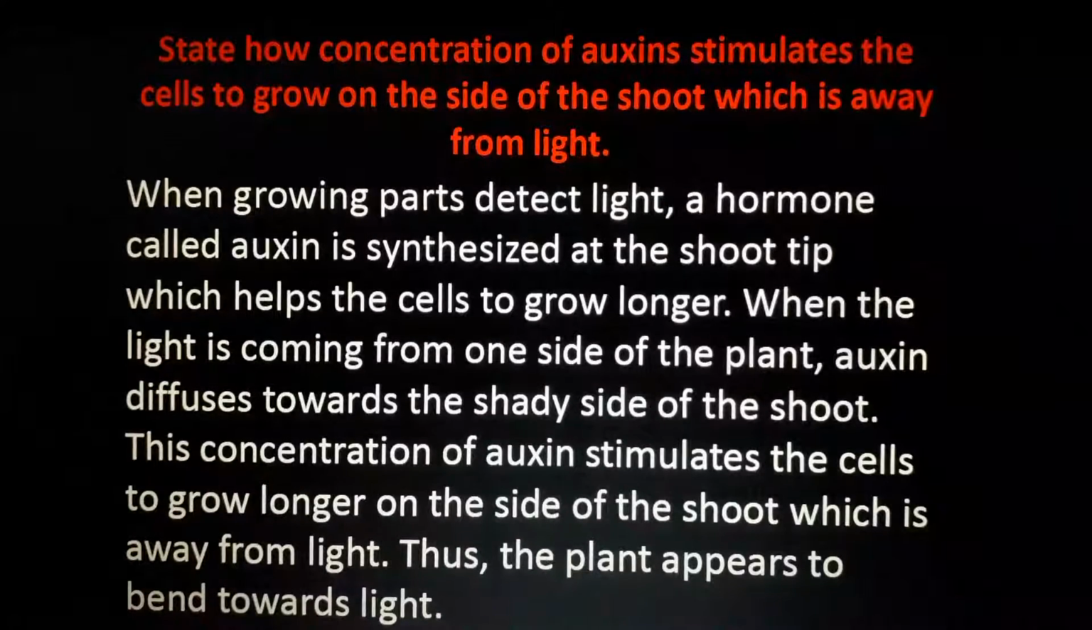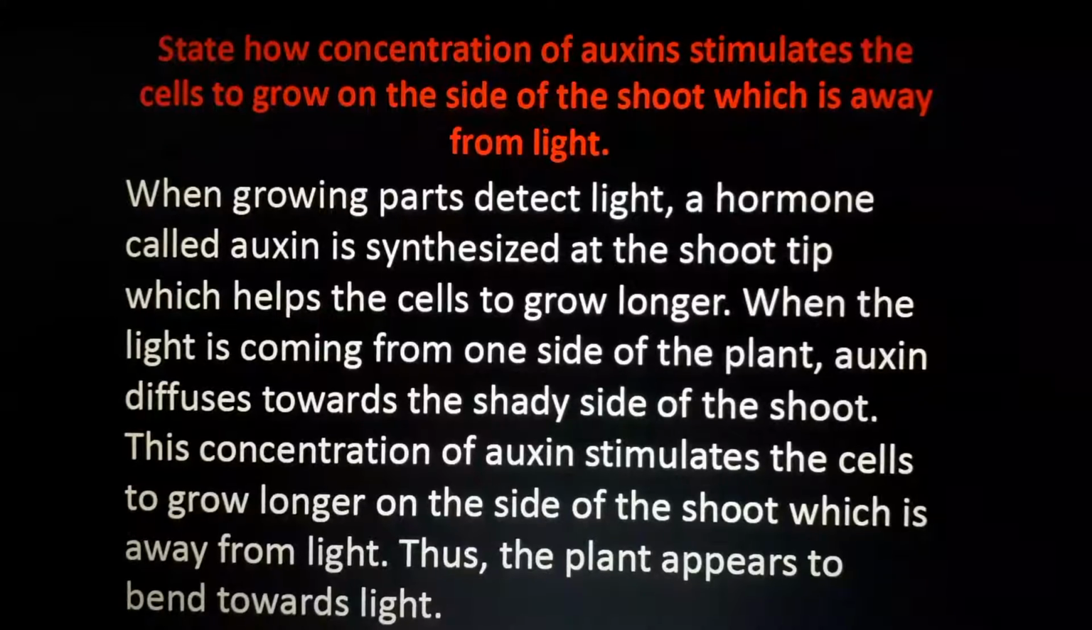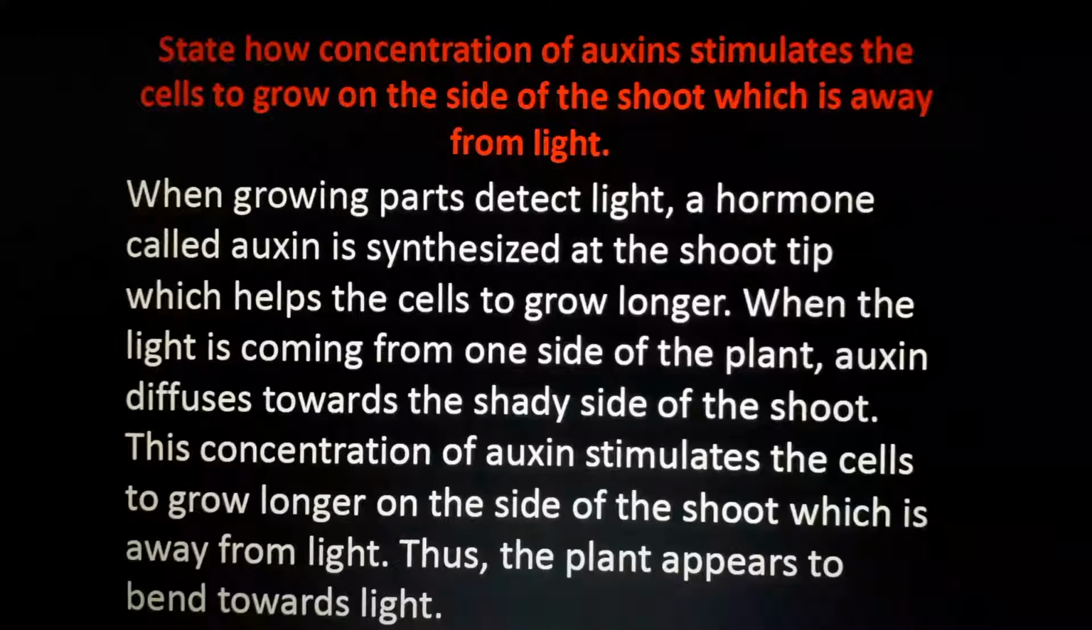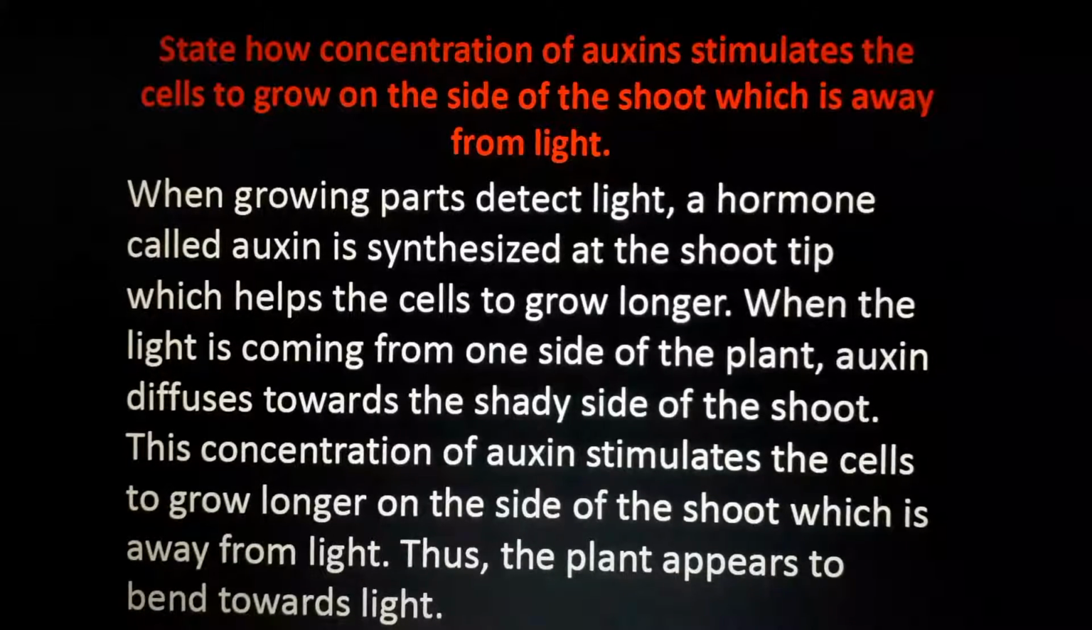State how concentration of auxins stimulates the cells to grow on the side of the shoot. Auxins is another hormone. Understand? Auxins are a plant hormone which stimulates growth in plants. Okay, auxin, never forget that word. Other hormones are there that I will tell later. But the first hormone we want to study in plants is auxin. They are growth hormones, like the pituitary gland in our body secretes growth hormones. These chemical hormones are already there in plants, and these auxins are responsible for the growth of the plant.